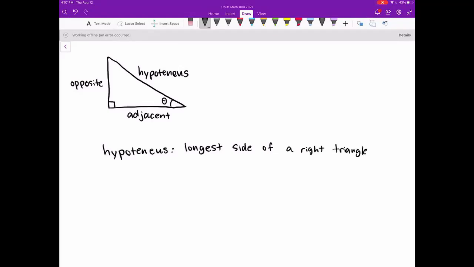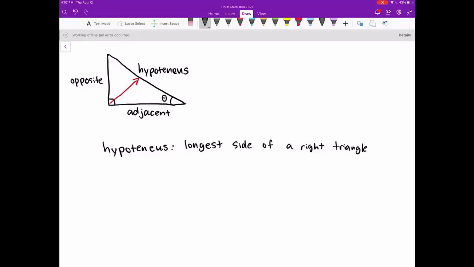It is directly opposite to the right angle. As we can see here, it is directly opposite to the corner. The opposite side is the side that is opposite to the angle that we're studying. In this case, because we're studying theta right here, the opposite side would just be the side that's directly across from it. So we could say it's the side that is opposite to the studied angle.